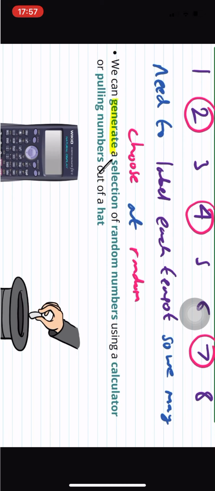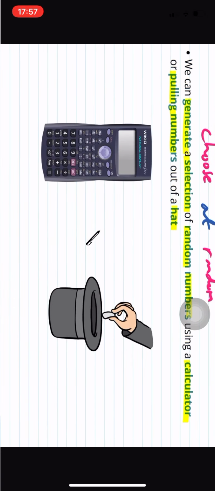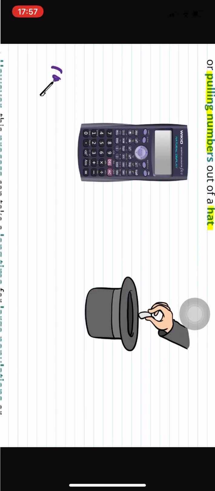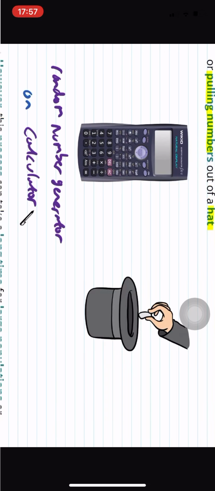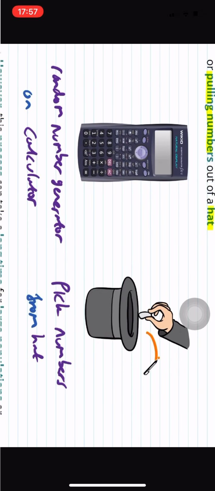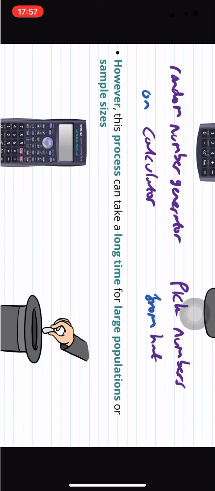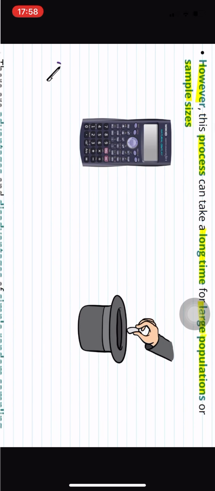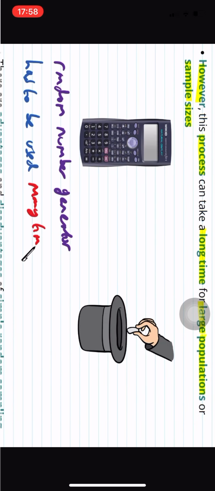We can generate a selection of random numbers using a calculator or by pulling numbers out of a hat. We can use the random number generator on a calculator, or we can pick the numbers from a hat. This process is called lottery sampling. However, this process can take a long time for large populations or sample sizes. On the calculator, the random number generator has to be used many times. Or with the hat, picking many numbers from a hat is a long process.